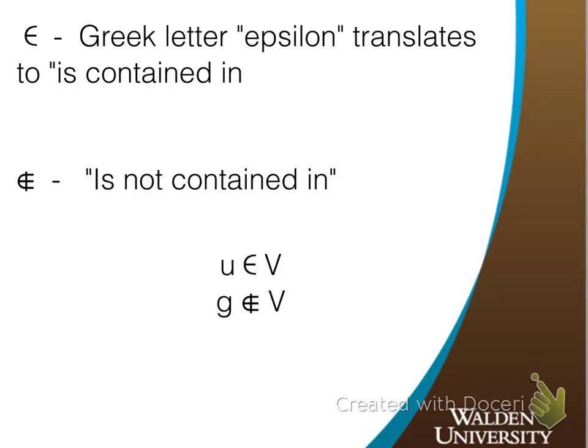The Greek letter epsilon translates to "is contained in," and epsilon with a line through it, sure enough, is "not contained in." So from earlier, our set V of the vowels in the English alphabet. U is contained in the set V, and G is not contained in the set V.